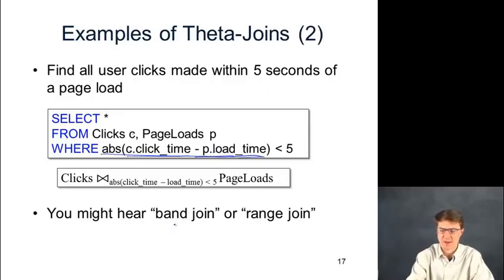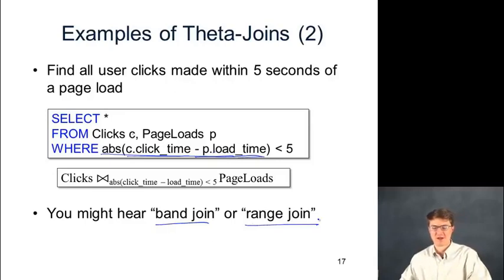Okay. You might also hear about band joins or range joins. There might be an interval of time, start time and end time in one table, and you're trying to find tuples from another table that fall within that interval. Okay, and we'll actually see an example of that.